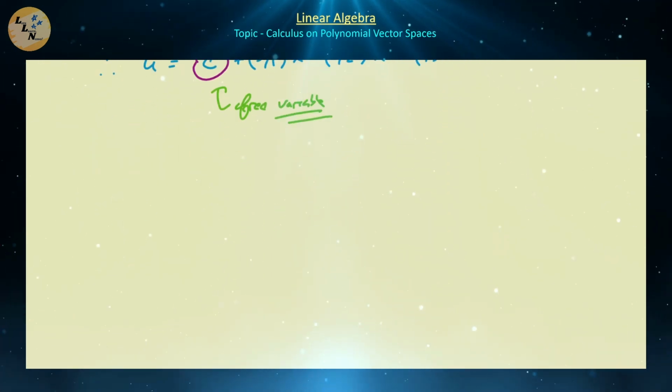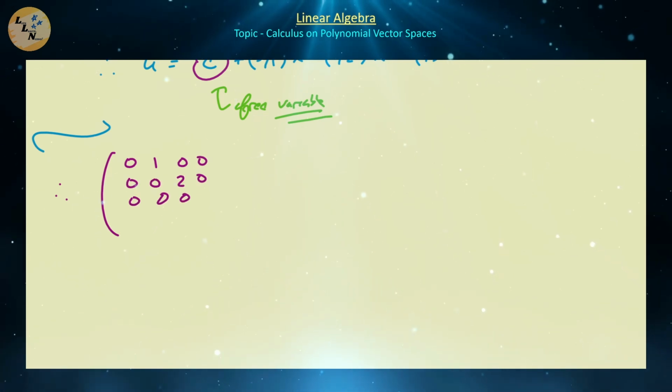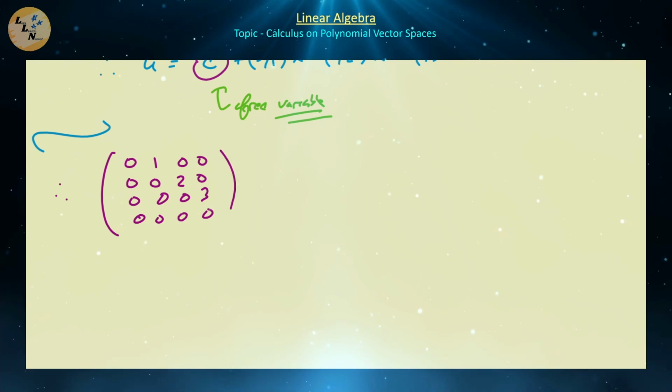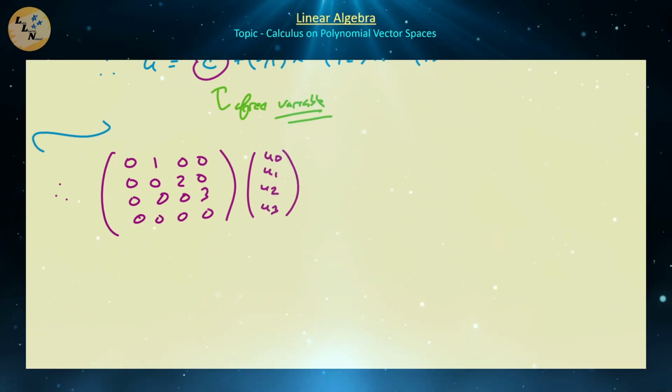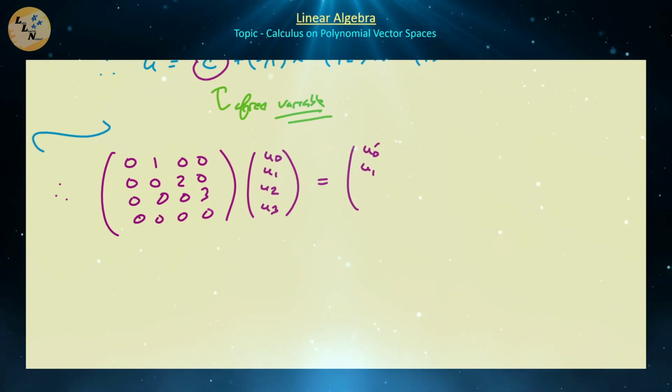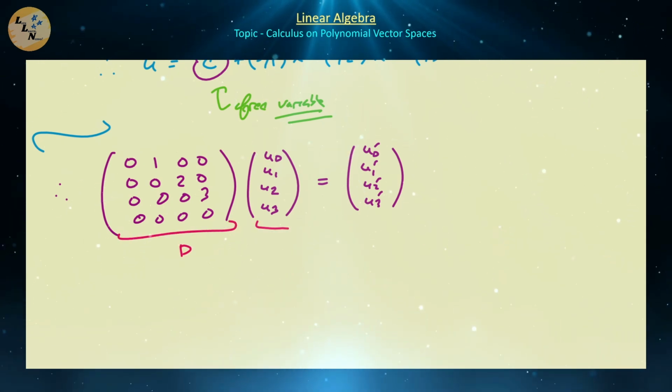So let's look at this from a little more of a numerical matrix perspective. We know that the matrix with rows 0, 1, 0, 0; 0, 0, 2, 0; 0, 0, 0, 3; and 0, 0, 0, 0, times u0, u1, u2, u3, the constant, linear, quadratic and cubic terms, is going to be mapped to u0 prime, u1 prime, u2 prime, and u3 prime, i.e. we're just representing this as Du equals u prime.